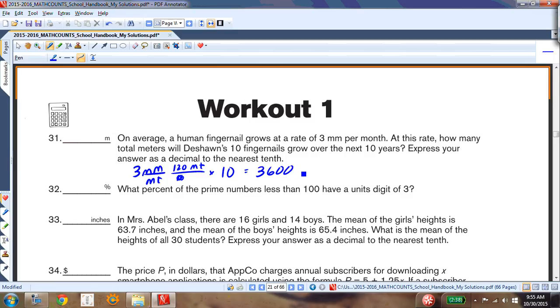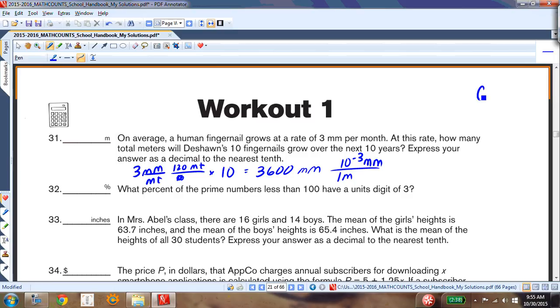But be careful, it's asking for it in meters. This is in millimeters. And so 3,600 millimeters, if I want to convert that into meters, I know that in 1 meter there are 10 to the minus 3 millimeters. Remember, that's what milli means. Remember your metric prefixes over here. I'll give you a quick little primer.